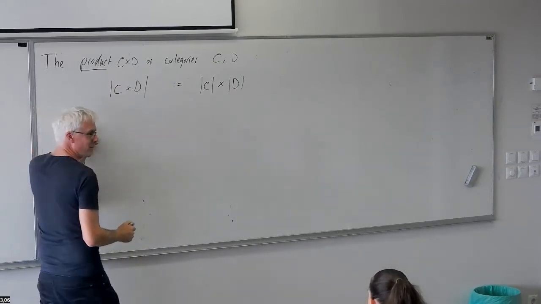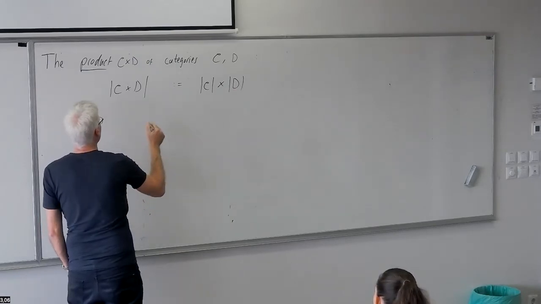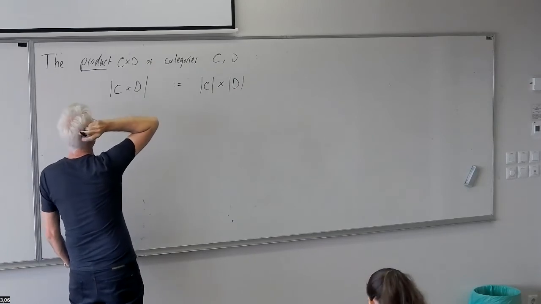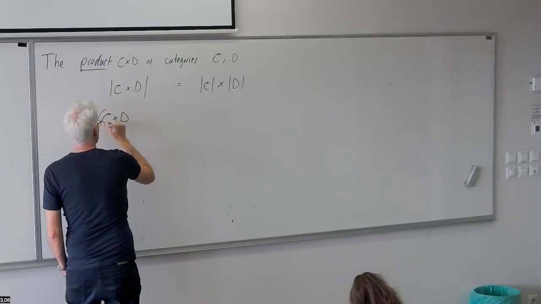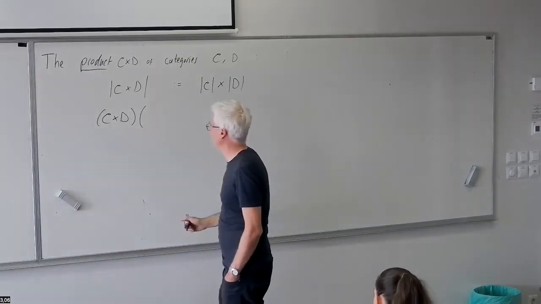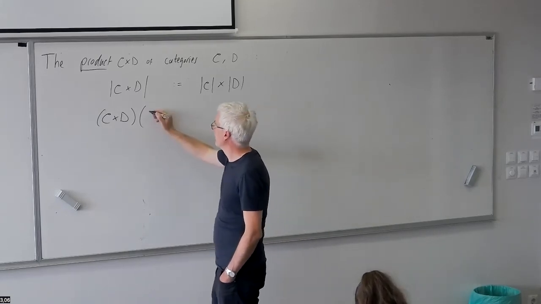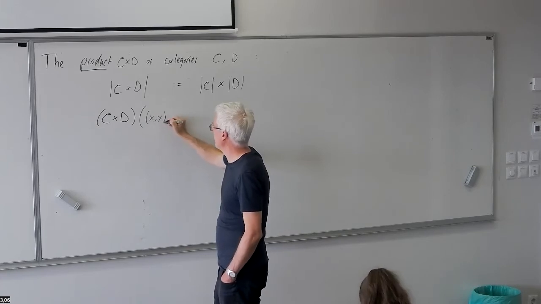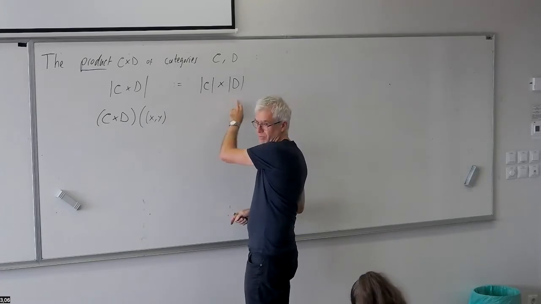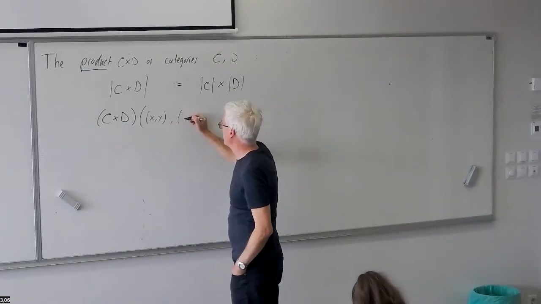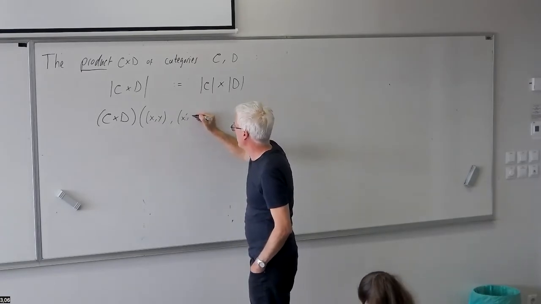I'm making the same mistake I made before. Writing these bars is something I sort of do automatically without thinking. So what do I want to do? I want to say what the morphisms are in the product category from a domain object to a codomain object. So the domain is going to be a pair of objects, one from C and one from D. And the codomain is also going to be a pair, one from C and one from D.